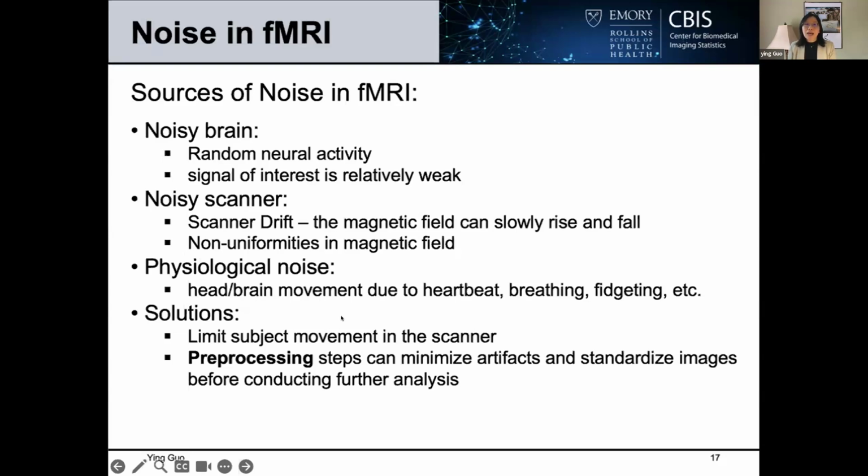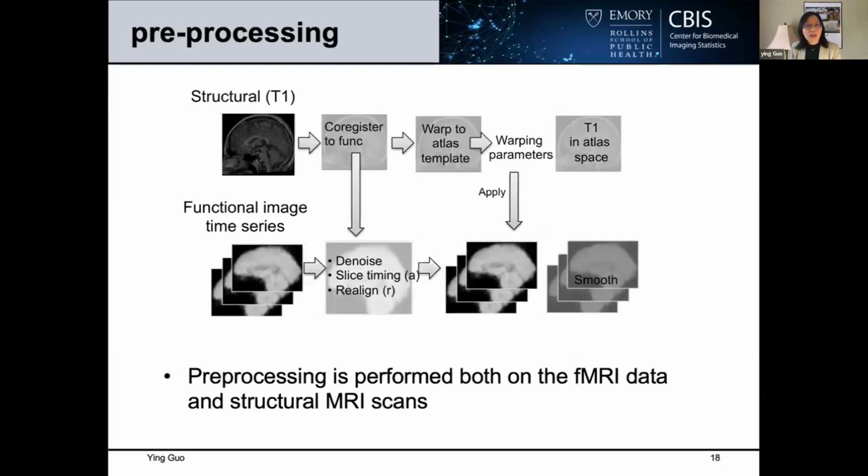So the solution to that is that in addition to trying to ask the subjects not to move as best as they can in a scanner, pre-processing is a very important and crucial step that helps us to systematically remove those non-neural variations and clean our data to facilitate downstream analysis.